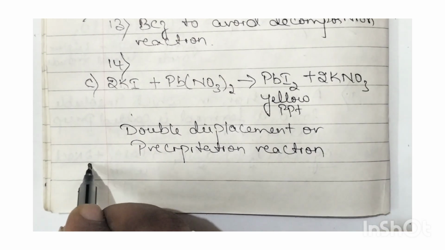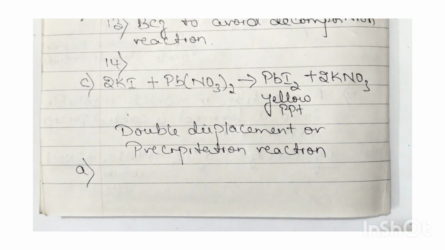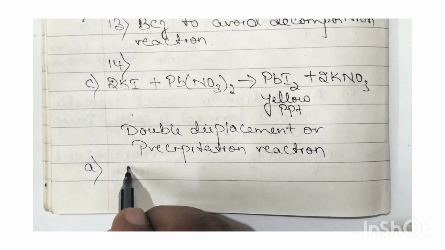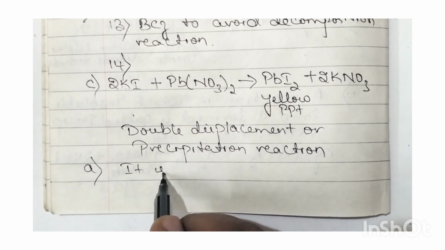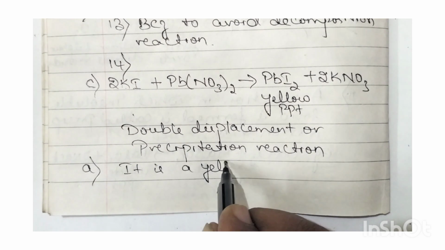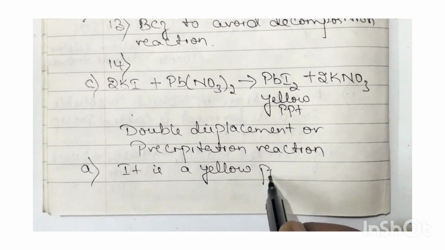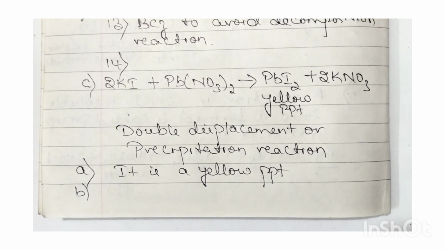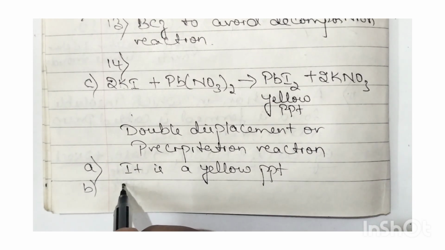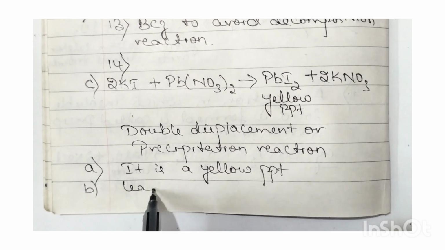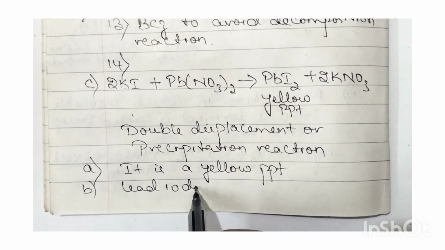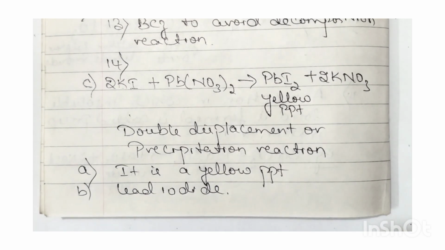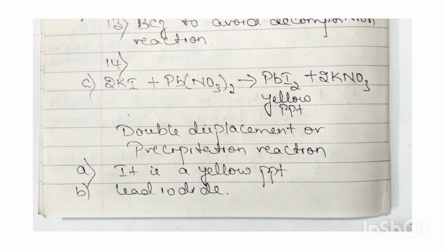In that, a question is there. What is the color of the precipitate formed? It is a yellow precipitate. Yellow precipitate is formed. In that, question B, name the compound precipitated. The compound precipitated is lead iodide. So by this we have successfully answered all the questions related to chemistry.